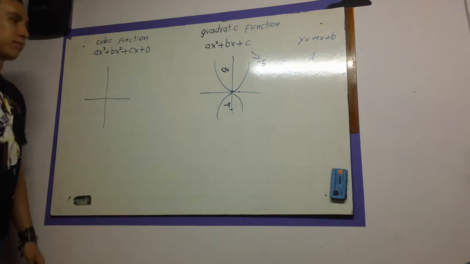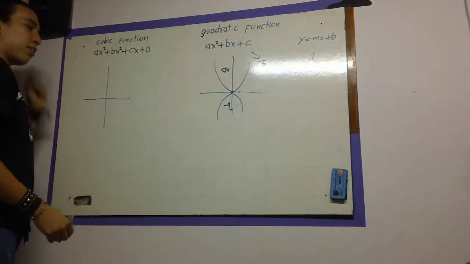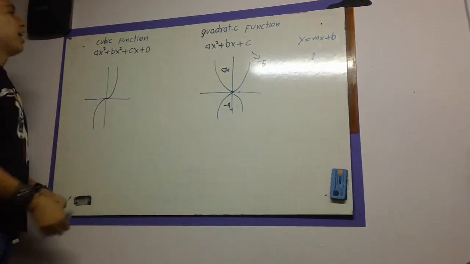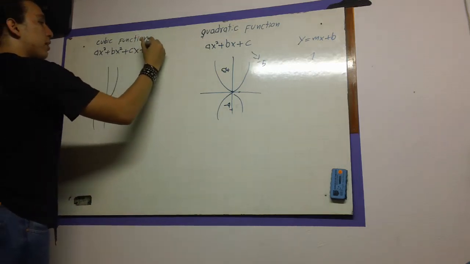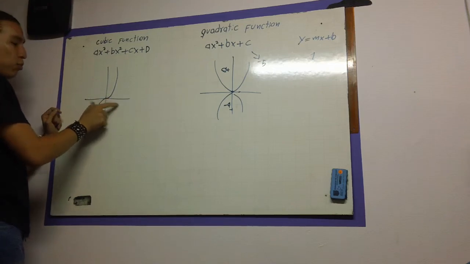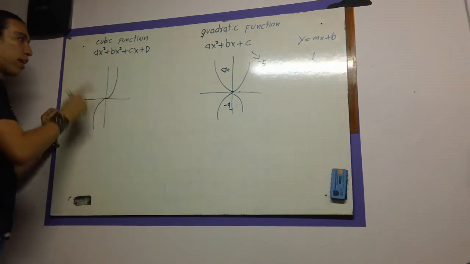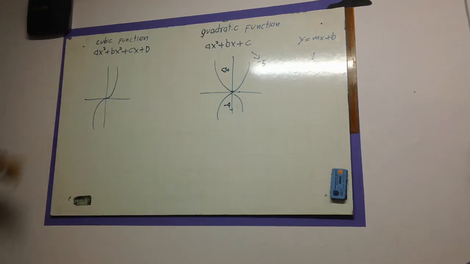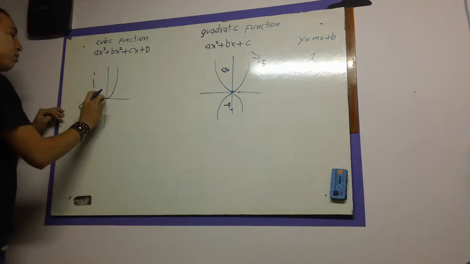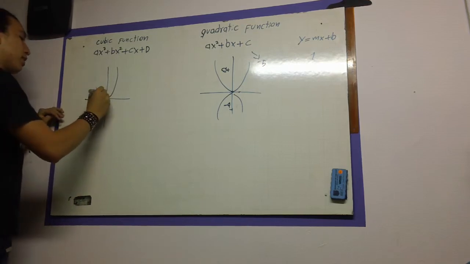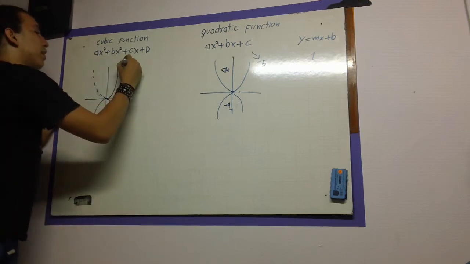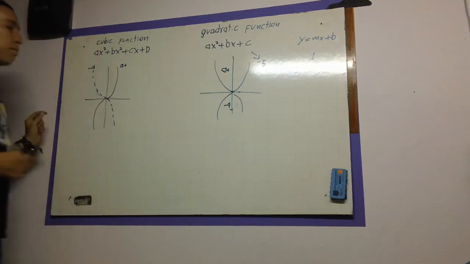The basic graphic of this is going to be something like this. Again, the independent value is going to tell the change, and these two values are going to tell if it moves in the x-axis or the y-axis. And the value of a is going to tell how it opens, like this, or maybe open like this, the opposite, depending on the positive a or the negative a.